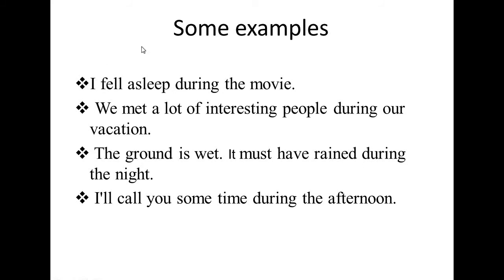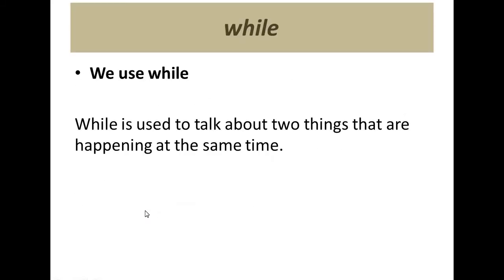Okay, so now let's see the preposition while. We use while to talk about two things that are happening at the same time. So we have two things happening at the same time. Okay, let's see some examples.